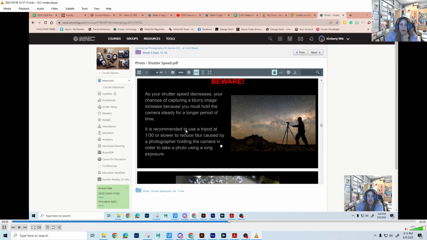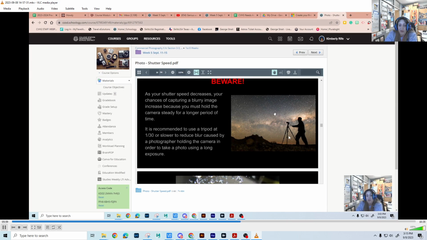So you want to beware. As your shutter speed decreases, your chances of capturing a blurry image increase because you must hold the camera steady for a long period of time. It's recommended to use a tripod at 1/30th or slower, which we just talked about, because it's going to help with the motion blur. So this guy is here doing night photography.